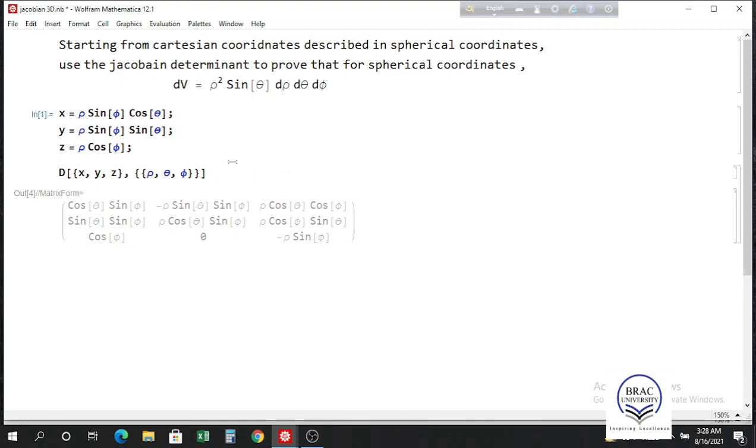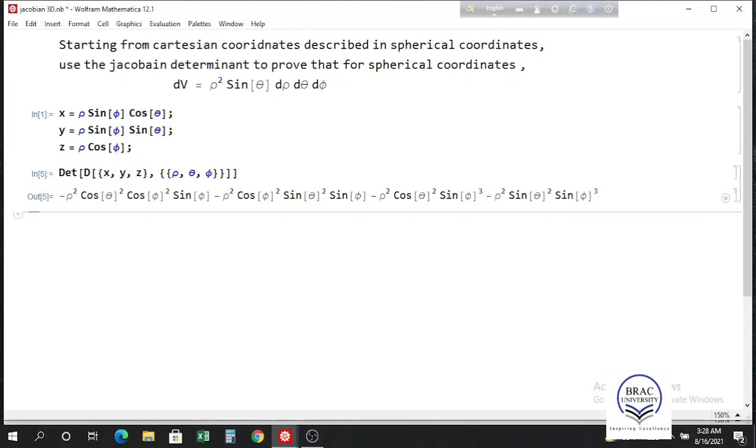So write Det with capital D, and inside the square bracket keep the whole thing. And if you press shift enter now, I will get the expression. Let's just simplify this expression. So write Simplify and give percent sign. Percent sign indicates the last output. So we get minus rho square sine phi, and we'll have to take the absolute value of this.